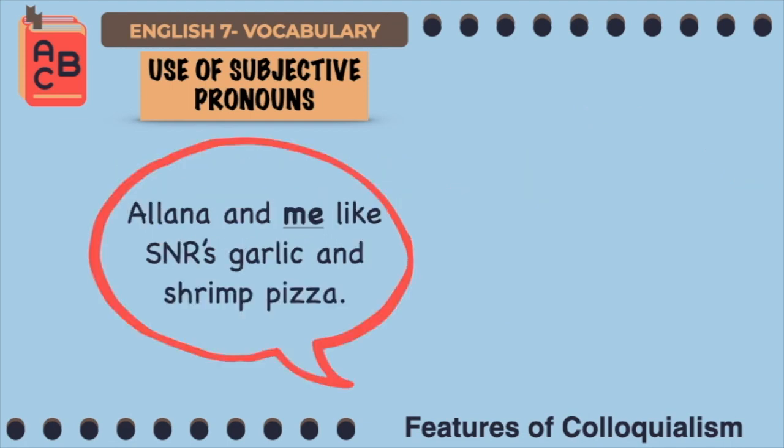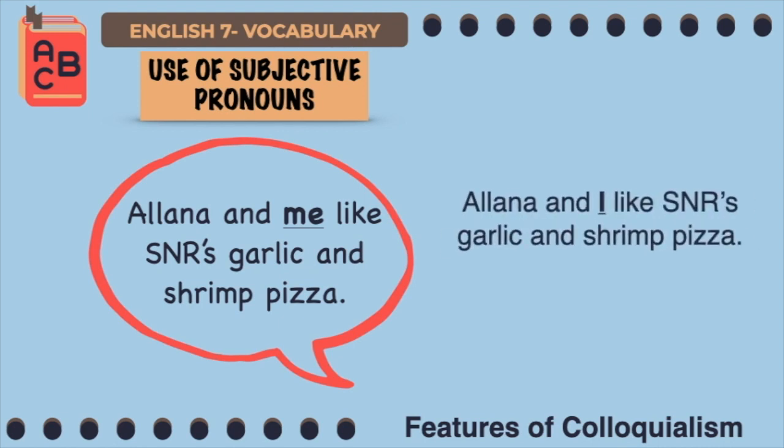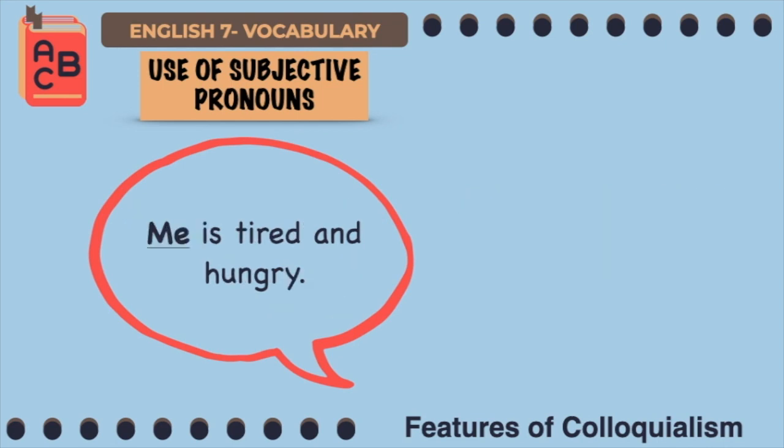Here is an example sentence with the use of subjective pronouns. Alana and me like SNR's garlic and shrimp pizza. In this sentence, the subjective pronoun is the word me. This is a colloquial expression because the correct grammar form is: Alana and I like SNR's garlic and shrimp pizza. Another example sentence, me is tired and hungry. The subjective pronoun is me. The correct form of the sentence should be: I am tired and hungry.